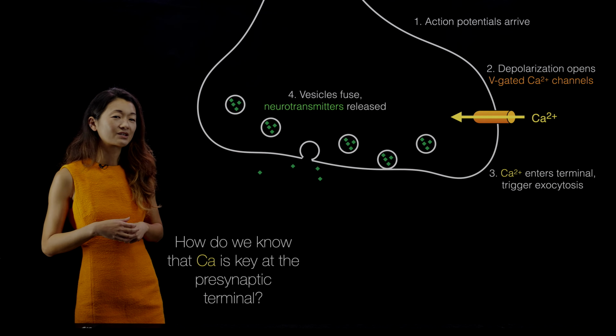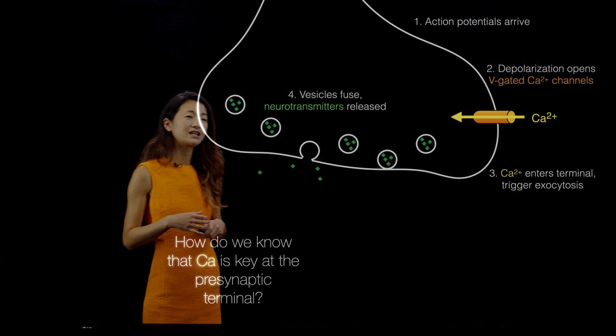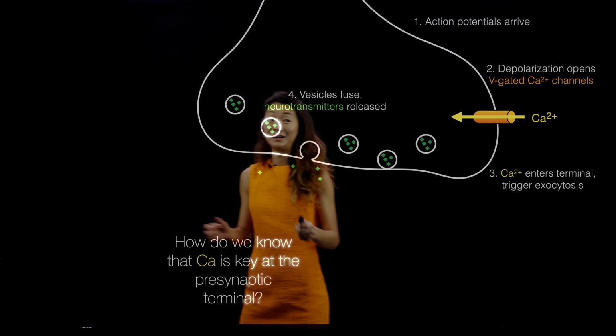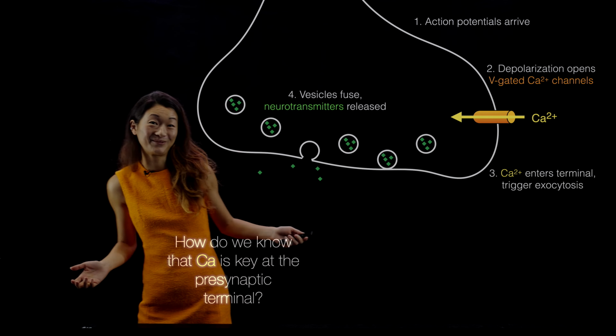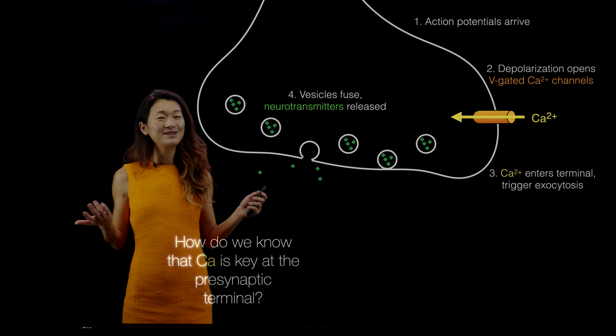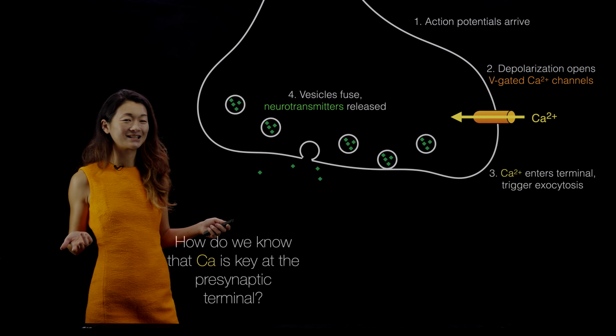Okay, but first, let's talk about one of the steps here. I kind of just told you as a generic fact, okay, there's calcium. It's a new player here. I never mentioned calcium before. We've only talked about sodium, potassium, and chlorine, but now we're talking about calcium. How do we even know calcium is key at the presynaptic terminal?